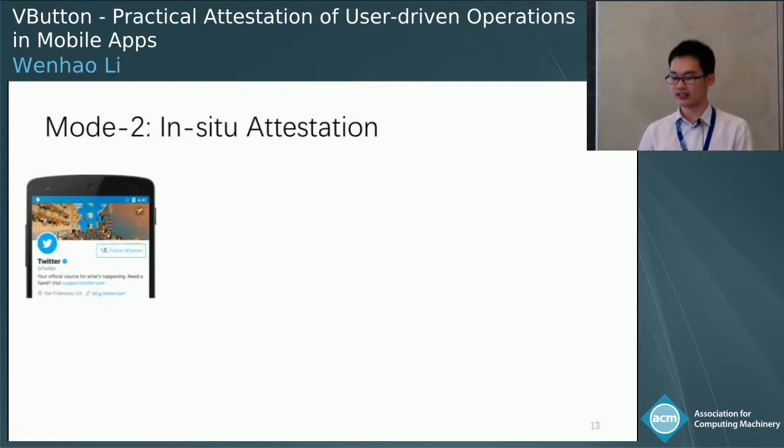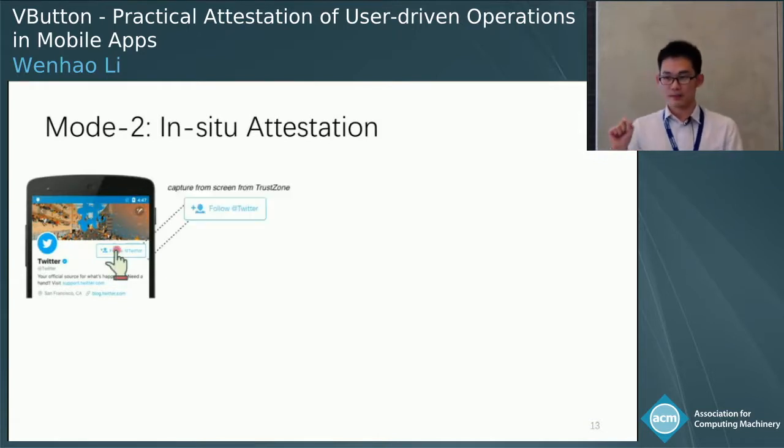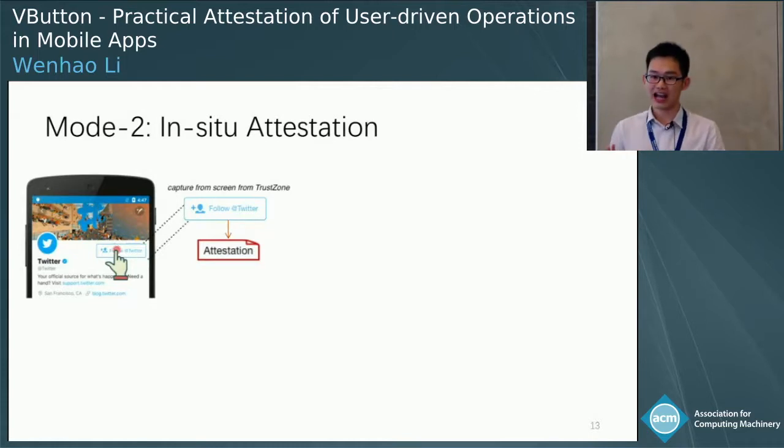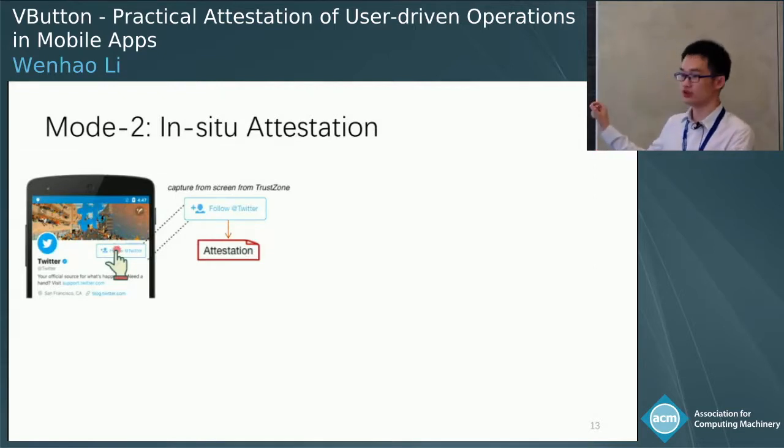So internally, let's see how in-situ attestation works. As before, when the user clicks the follow button, the VButton manager in the background in the trust zone will capture the screen of the button image, and then calculate the hash of the image, and then as in the explicit attestation, this information will be signed and sent to the remote server for further verification.